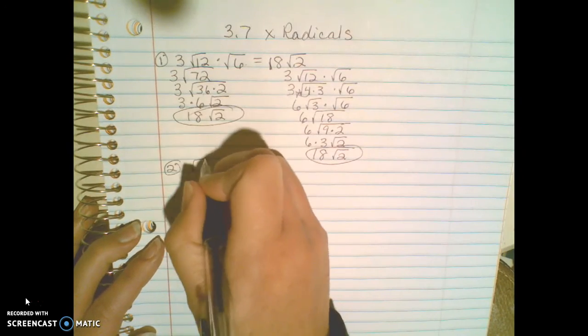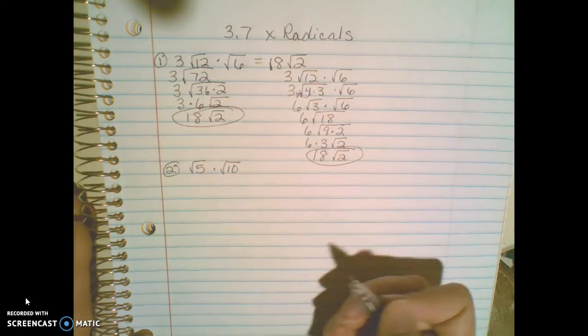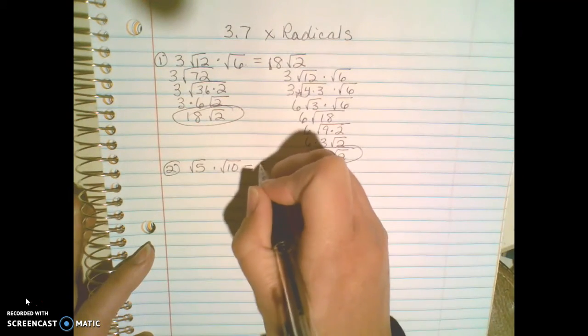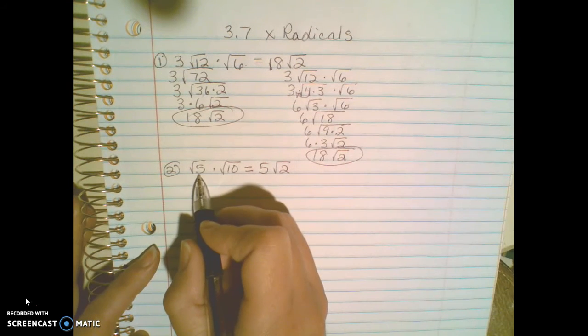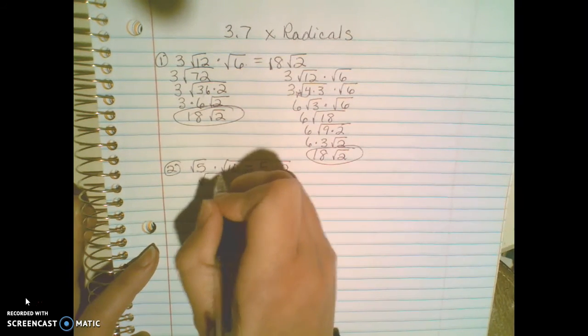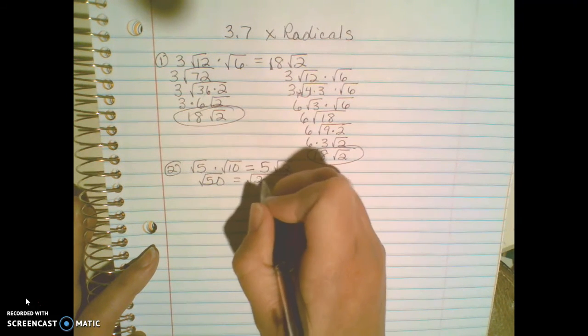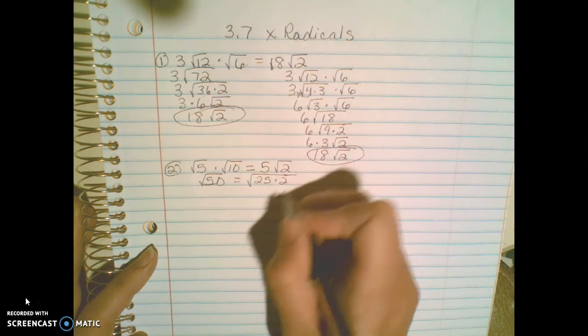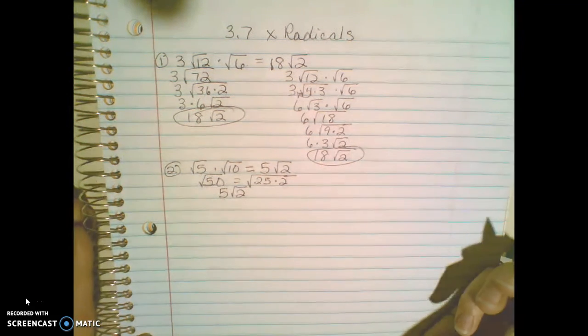Number 2 is square root of 5 times square root of 10. Our answer to that one is 5 square root of 2. And the way we do that, 5 times 10 is 50, so that's the square root of 50, which is the same thing as 25 times 2, and then the square root of 25 is 5 times the square root of 2.